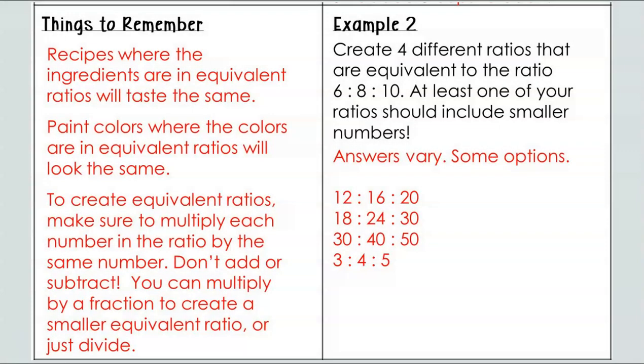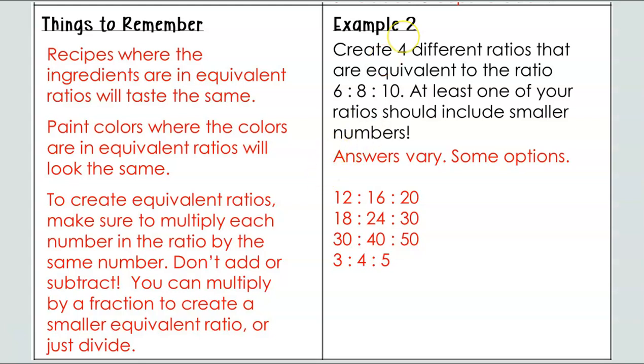Example 2. Create 4 different ratios that are equivalent to the ratio 6 to 8 to 10. At least one of your ratios should include smaller numbers. So with this one, you can multiply the 6 and the 8 and the 10 by any number of your choice, as long as all 3 numbers are multiplied by the same number that you choose.